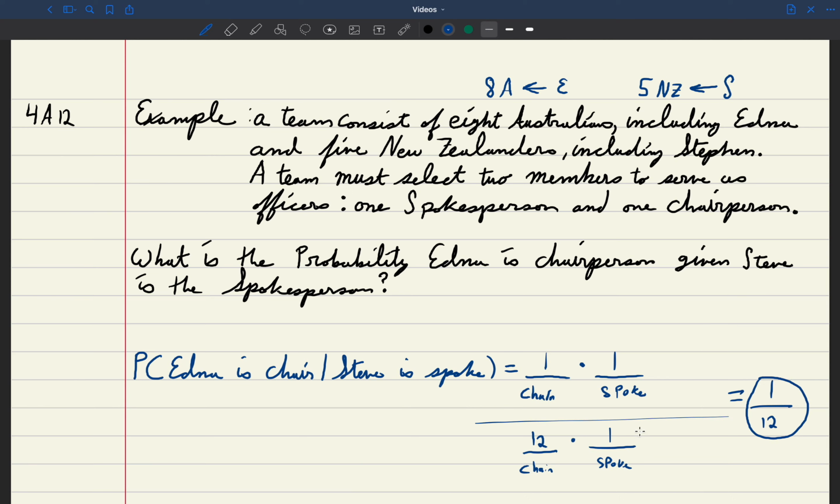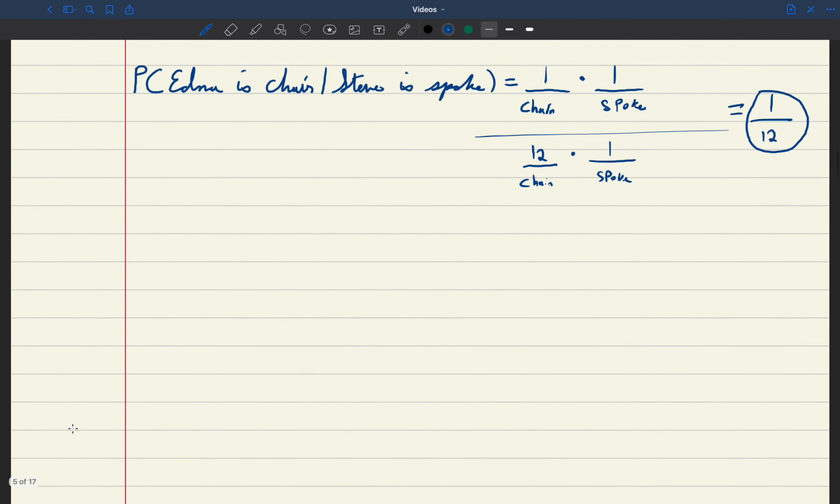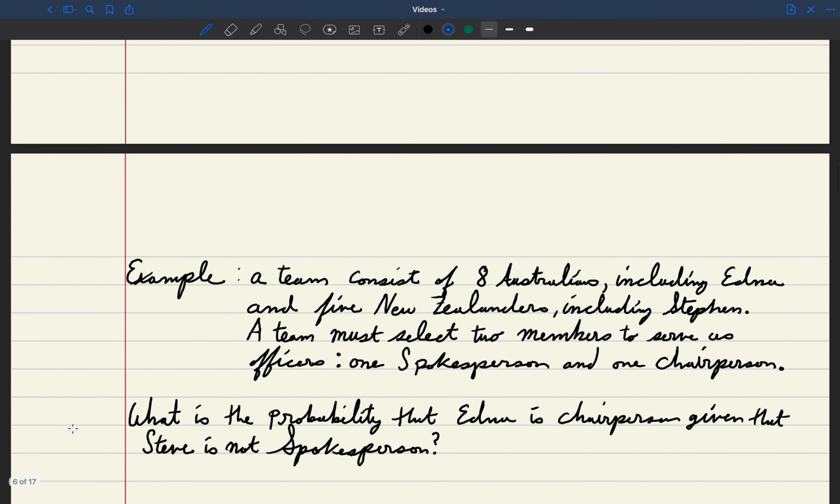So this is how we can break it down, and this is how you can break it down with the multiplication principle, which is much easier to see for these types of problems. Okay, I have another example here.